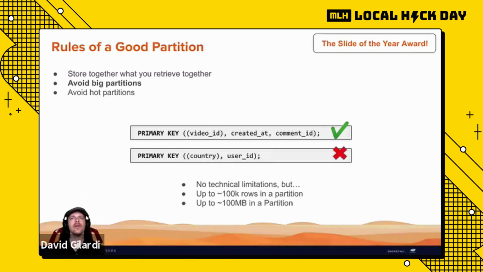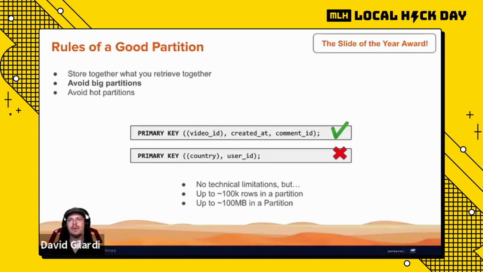Okay, so another one, and I kind of alluded to this before, is you want to avoid big partitions. Generally speaking, even though there's no technical limitation, it's best to keep your partitions within about 100 megabytes. 50 megabytes is actually a good sweet spot, and about 100,000 rows per partition. So in the top example, I'm only going to store the comments per particular video. If I really do have more than 100,000 comments per video regularly, then maybe I'll add something to my data model to reduce that.